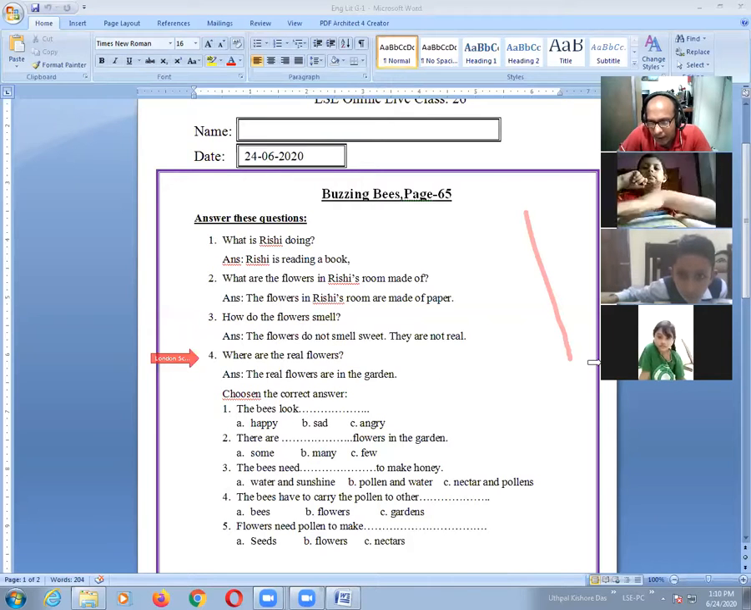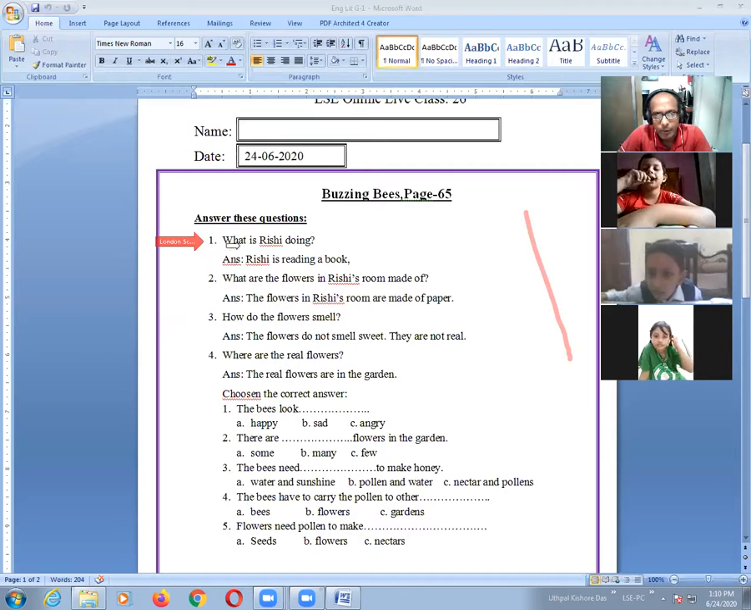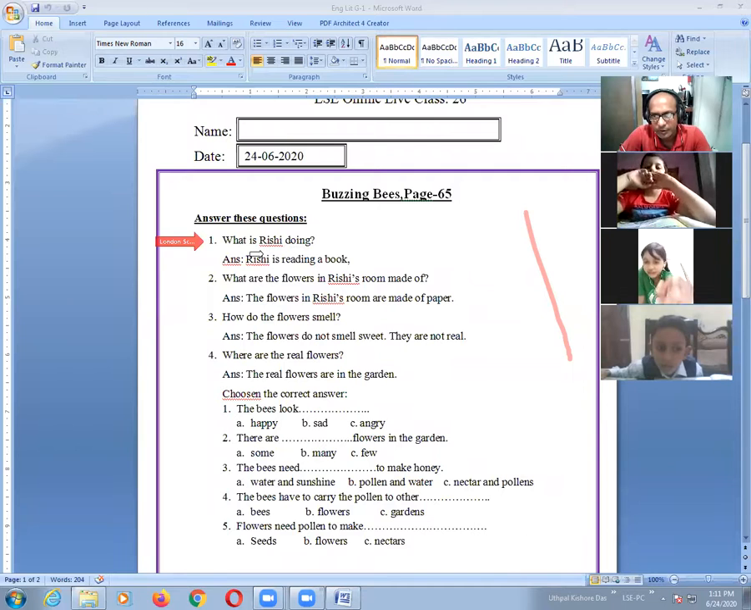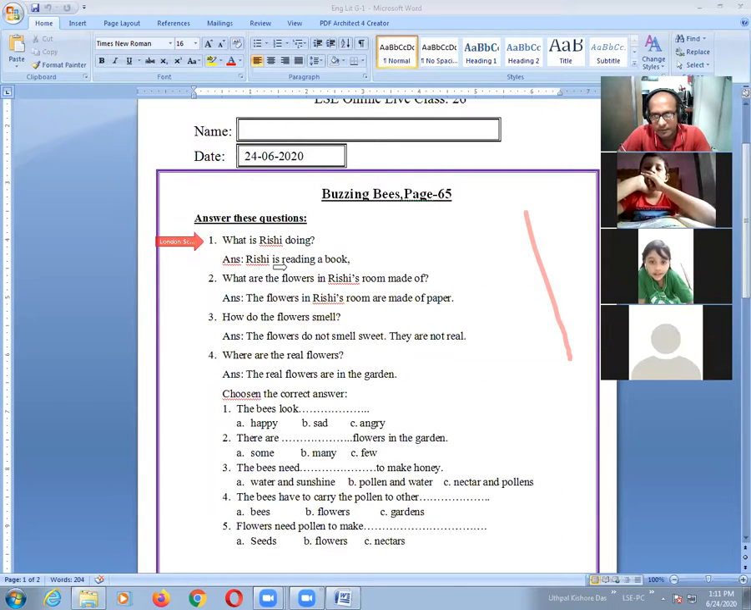Okay, now I'm coming to Zara. Okay, answer. What is Rishi doing? Answer this question. What is the answer? Rishi is reading a book.